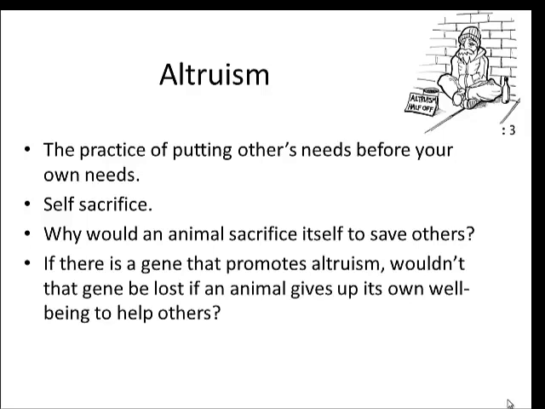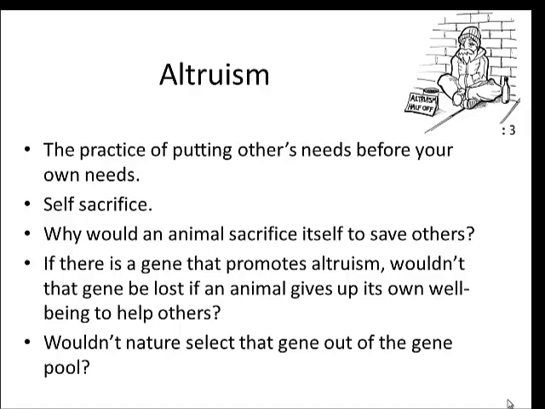What if there's a gene for altruism? This gene makes an animal die to save other members of its clan. Why would that gene continue in the population? Wouldn't that animal live less long? Wouldn't that animal breed less often? Wouldn't nature select that gene for altruism to be removed?